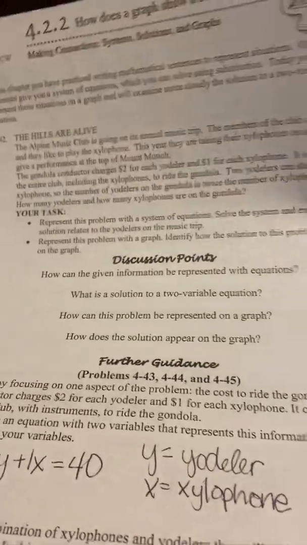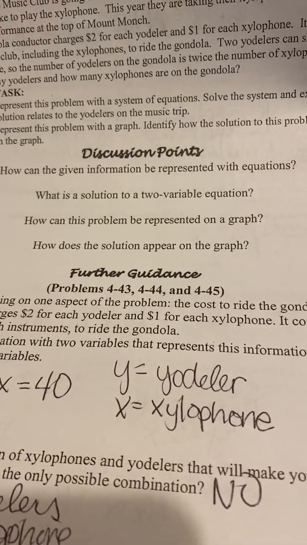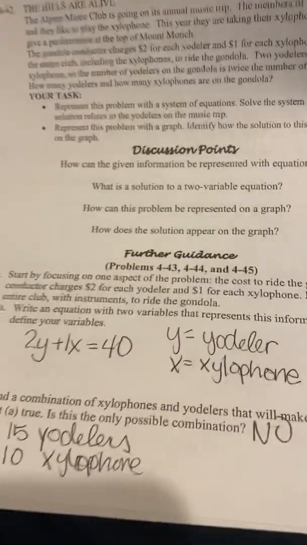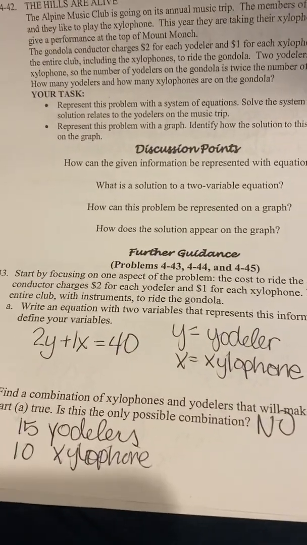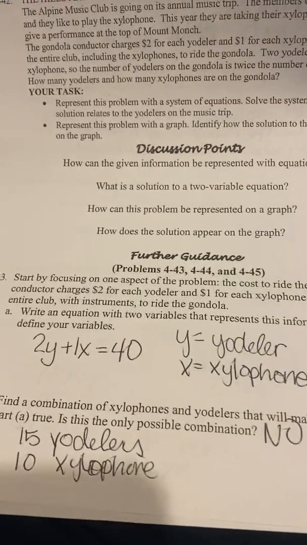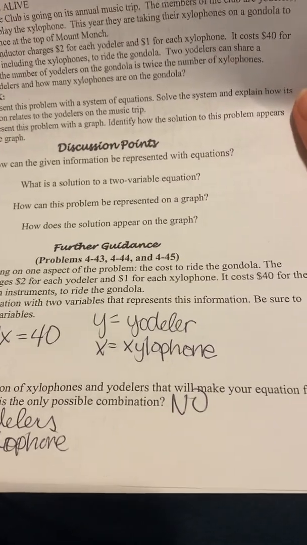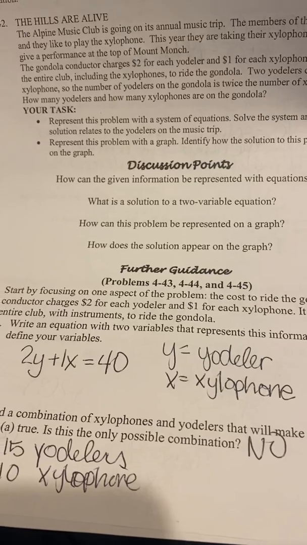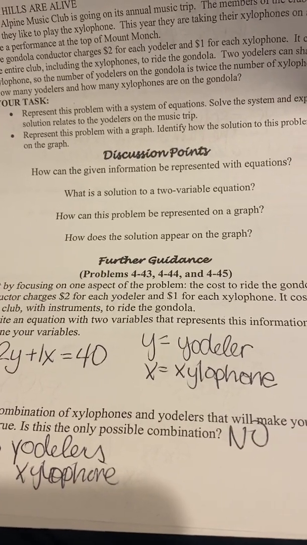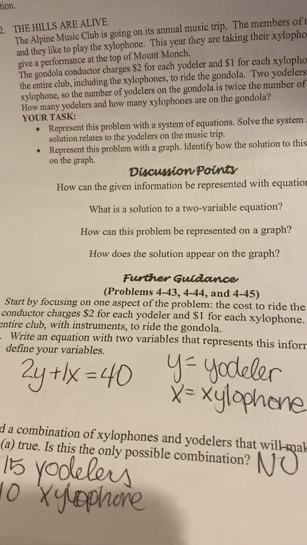Okay, so this is one of those that's a really big problem with lots of steps. And so the further guidance will actually walk you through step by step on how to get all of that information. So when we look at 443, it says start by focusing on one aspect of the problem, the cost to ride the gondola. The conductor charges $2 for each yodeler and $1 for each xylophone. It costs $40 for the entire club with instruments to ride the gondola. So write an equation with 2 variables that represents the information, and be sure to define your variables.